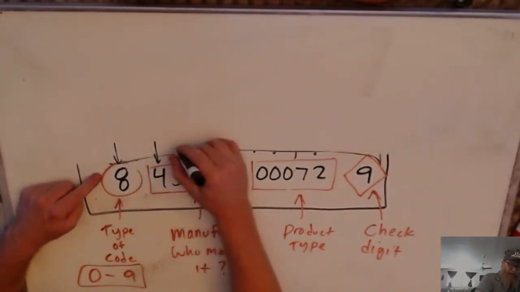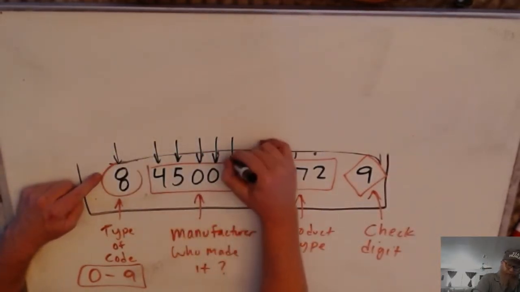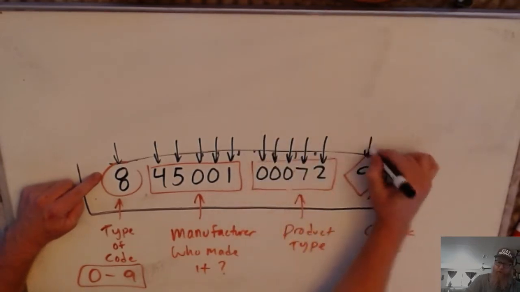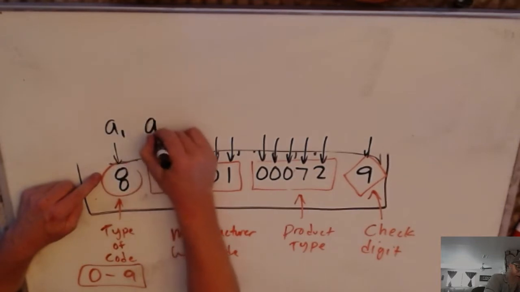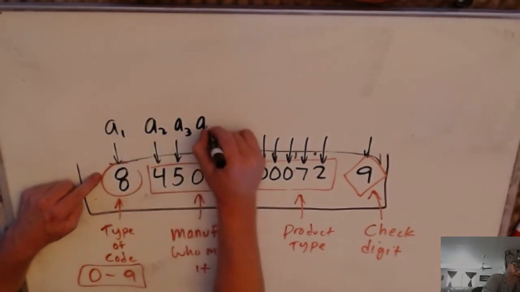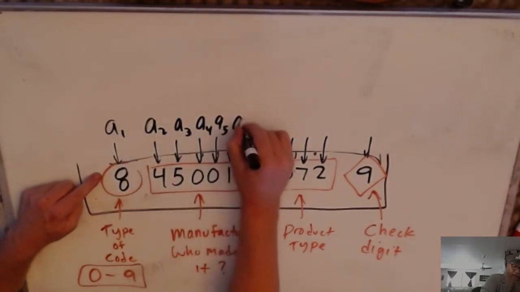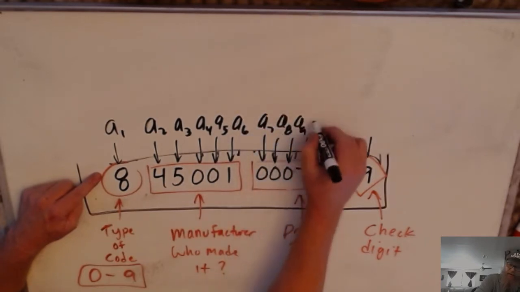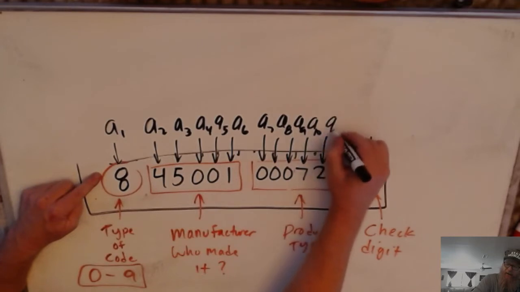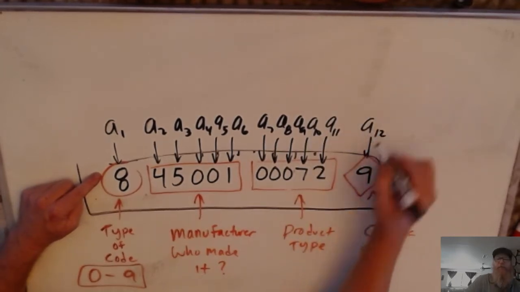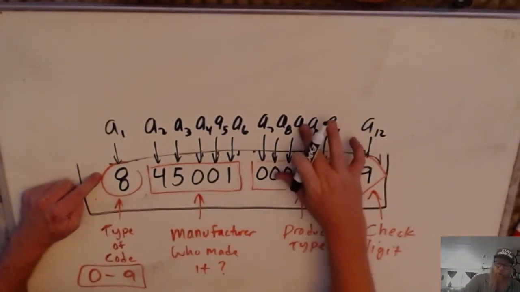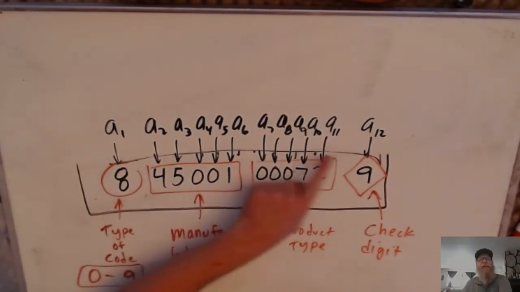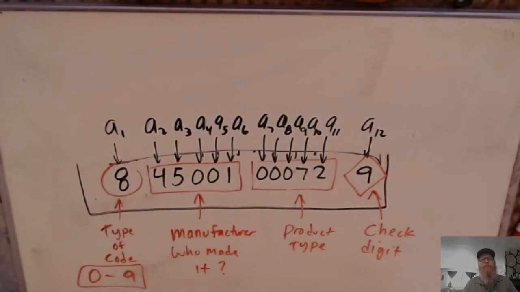We list out the digits in the following way. A1, A2, A3, A4, A5, A6, A7, A8, A9, A10, A11, A12. So there should be 12 different A's. Each digit is called A.